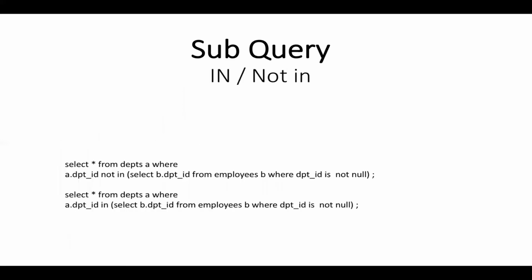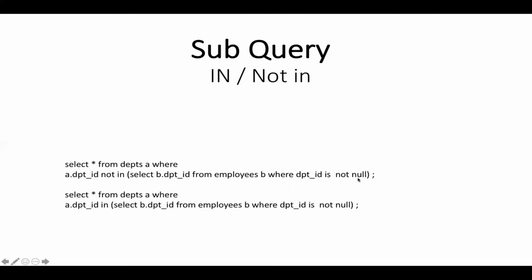In the non-correlated one, select BID from employee where department ID is not null. Now, what is the problem here? If I have 10 rows, for all 10 rows the subquery will be executed. Performance has a problem here, because if I have, say, 1,000 departments, the subquery will be executed for every row, 10,000 times.